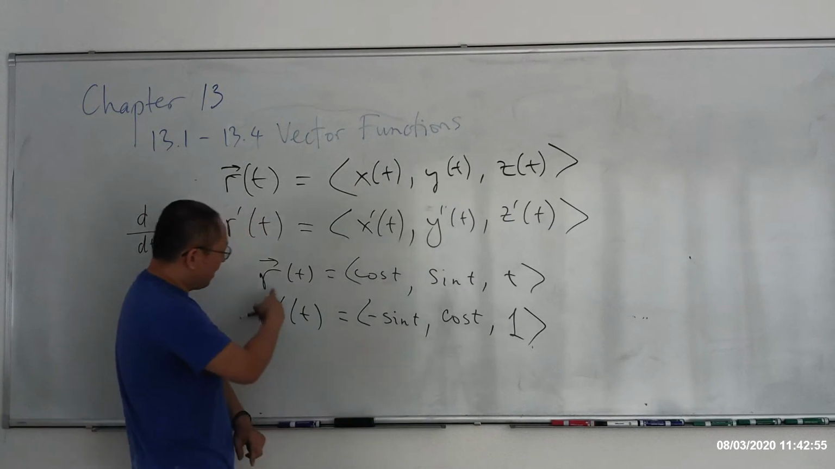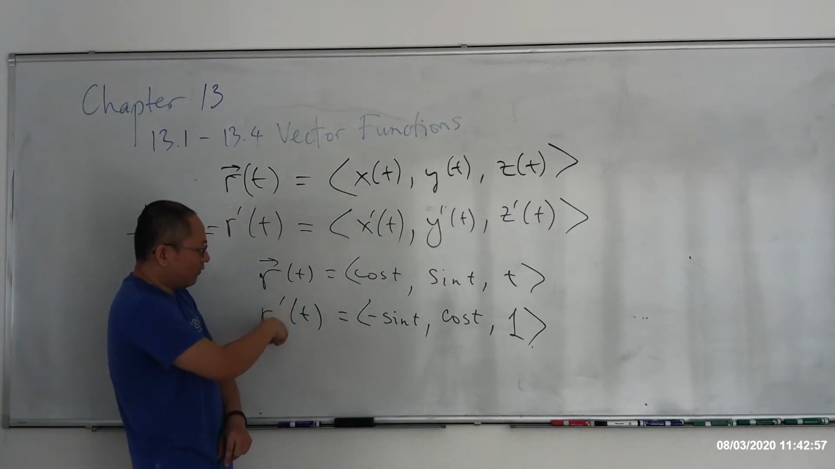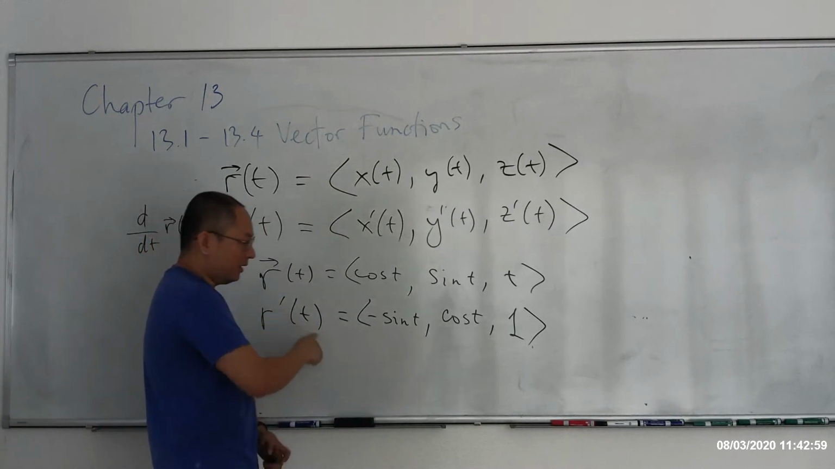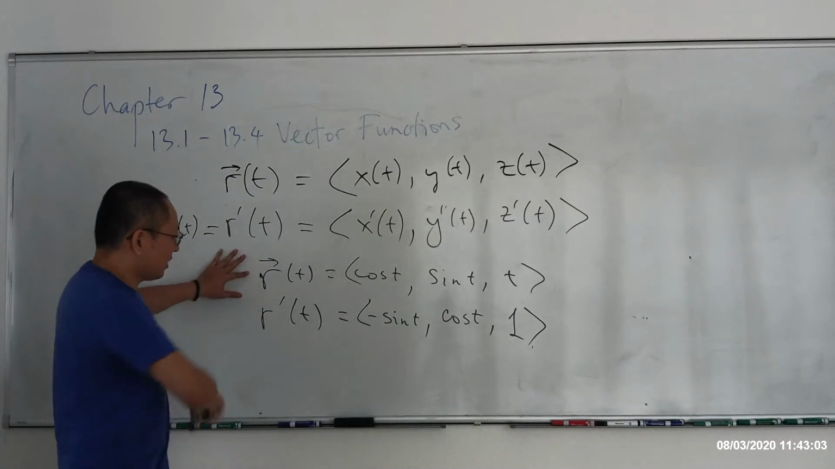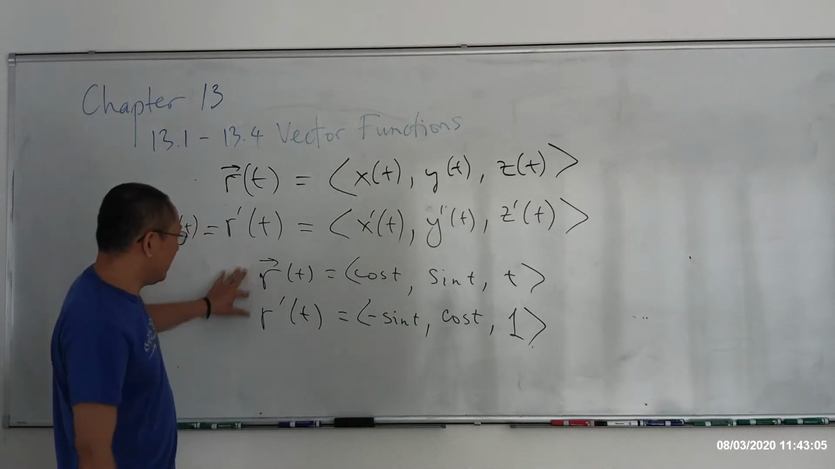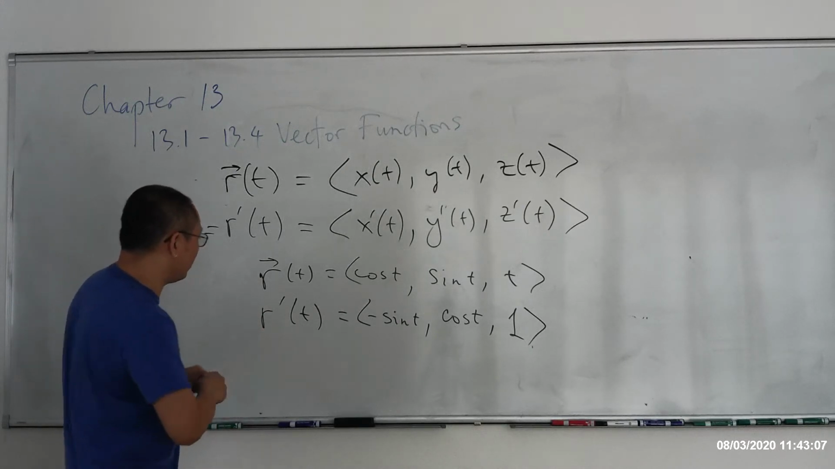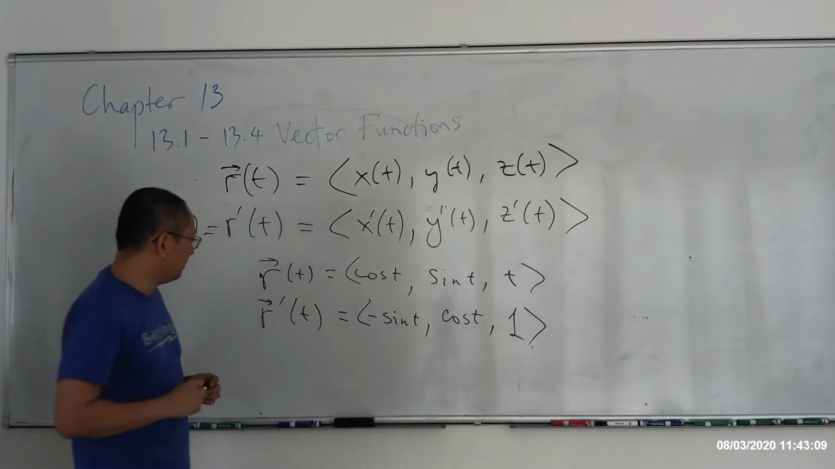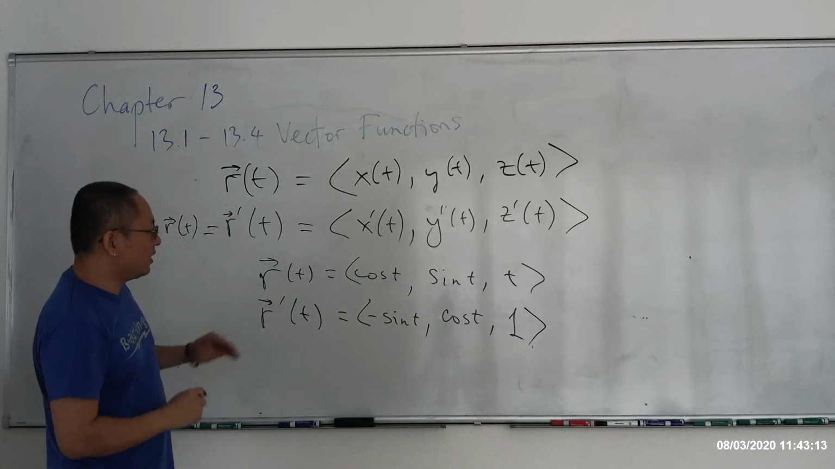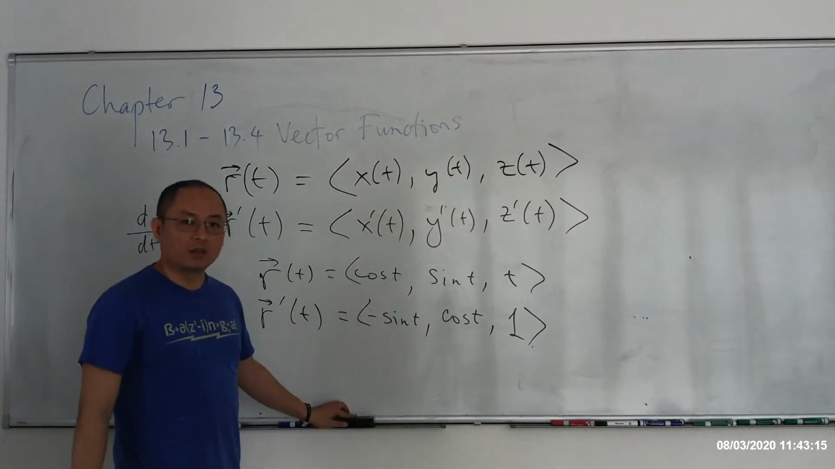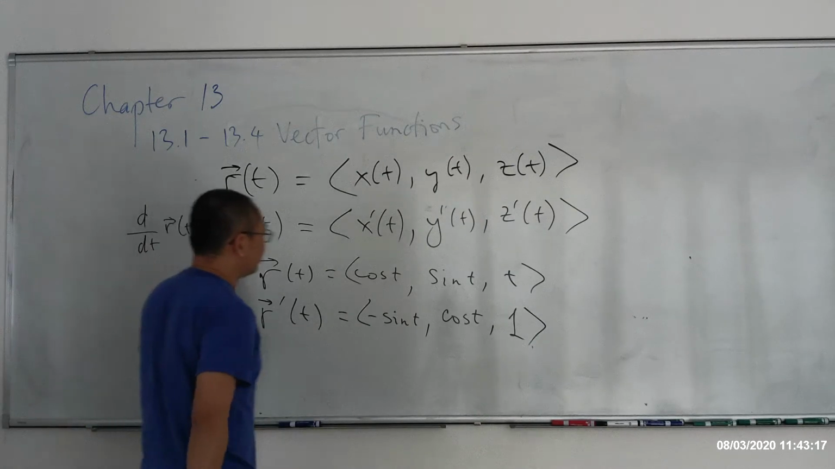Recall back to Calculus 1. You have a function. If you take the derivative of the function, what do you get? The slope of the tangent line, right? So in terms of vectors, this is a curve in 3-dimensional space, and this is the tangent vector. It's also a vector, okay? The tangent vector means the vector that is tangent to the curve at that point.